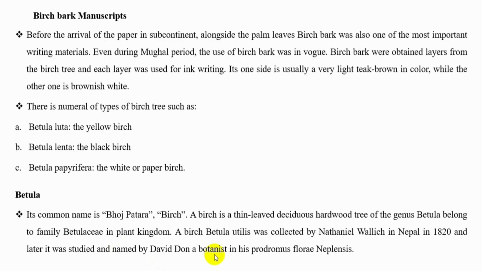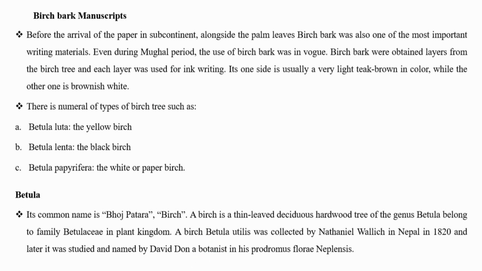As the manuscript is written on birch bark, I would like to mainly focus on birch bark manuscripts. Before the arrival of paper in the subcontinent, alongside palm leaves, birch bark was one of the most important writing materials. Even during the Mughal period, the use of birch bark was in vogue. Birch bark was obtained in layers from the birch tree, and each layer was used for ink writing. One side is usually a light, thick brown in color, while the other is brownish white.